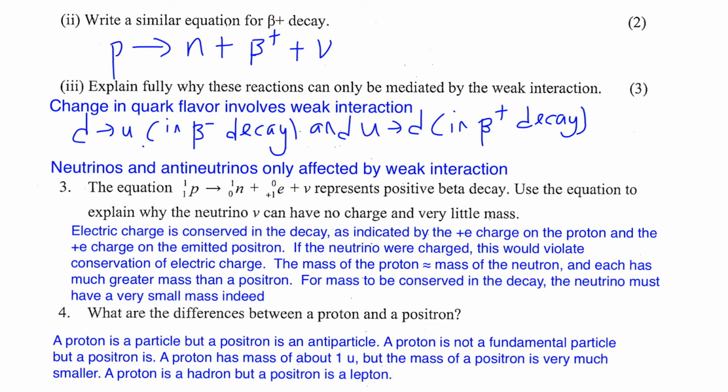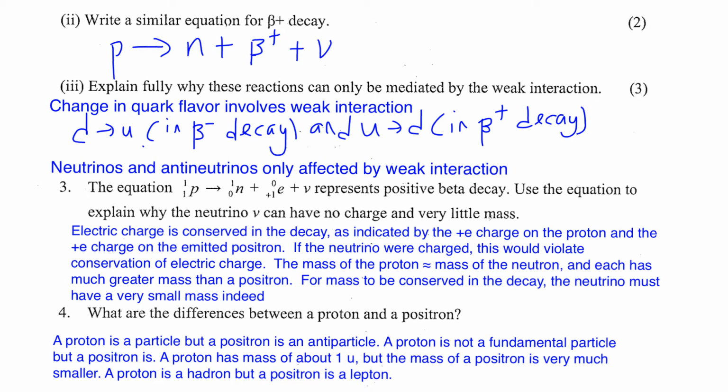So for the next question, if you want to write an equation for positron decay here, you need to state that a proton becomes a neutron, plus a positron, plus your electron neutrino. Alright, and explain why these reactions can only be mediated by the weak interaction, because of the change in quark flavor, which you realize from proton to neutron, you're going to change from 1 up quark to 1 down quark. So a change in quark flavor involves the weak interaction, right? So therefore you need the weak interaction to cause the decay.